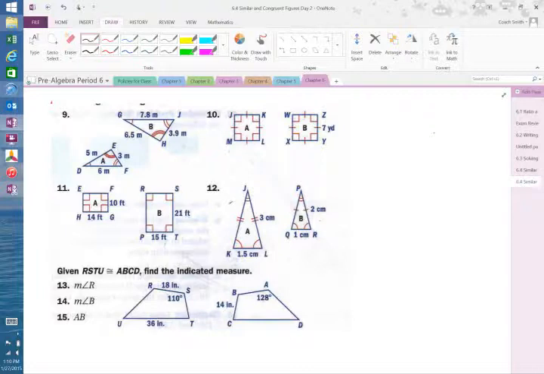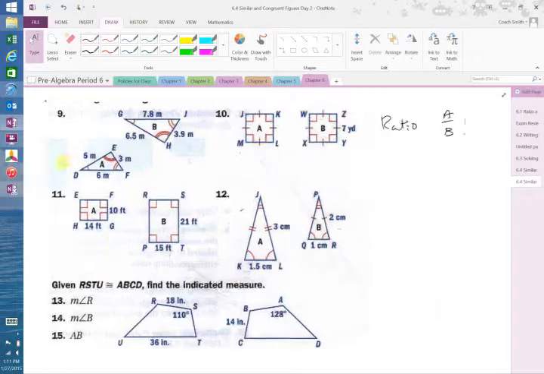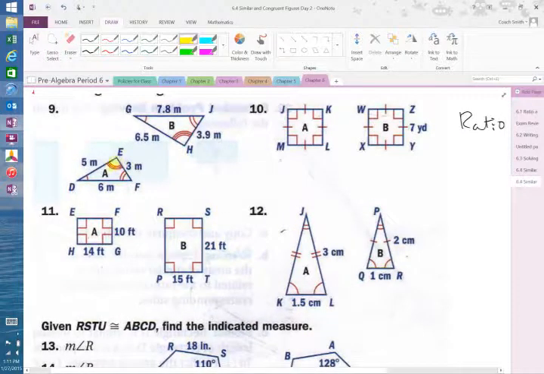Number 9 there has 2 triangles, A to B, and it says the figures are similar. Find the ratio of the lengths of the corresponding sides of figures A to B. So they want your ratio as A over B. Now, this is what I was talking about yesterday. As you look at these angles, each angle has 1 mark, 2 marks, 3 marks.